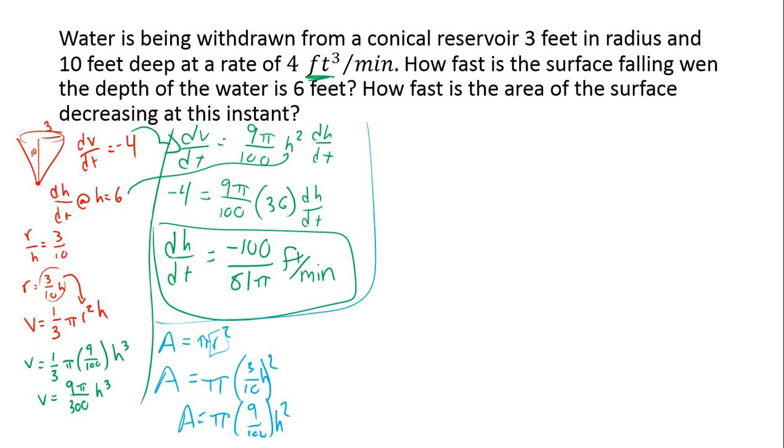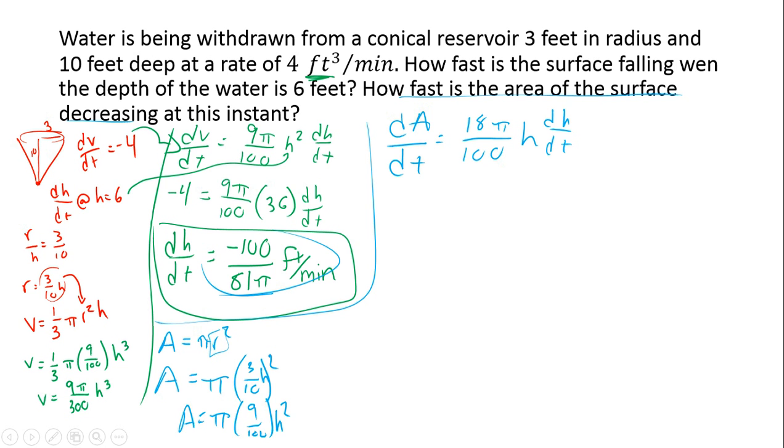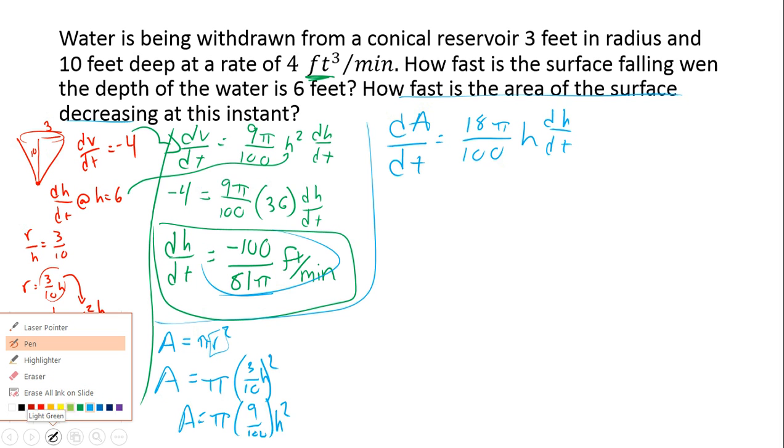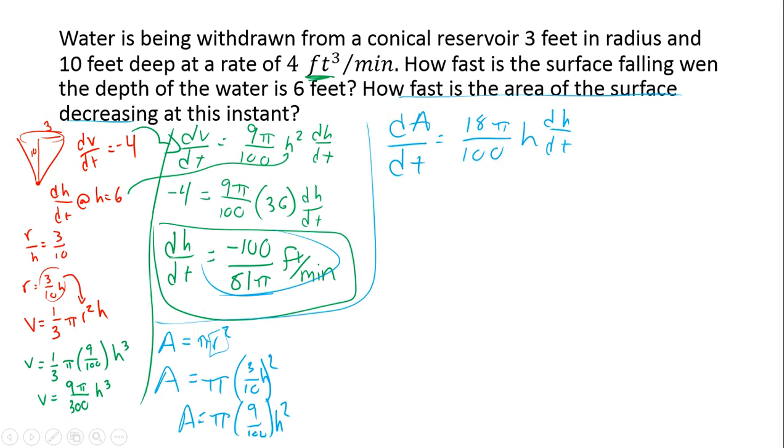And now we're going to take the derivative because we want to know what the change is. How fast is the surface area decreasing? So we want to know what dA is. So dA over dt will be the derivative of this, which would be about 18 pi over 100 h dh over dt. We know what h is. H is still 6. And our dH over dt is that right there. And so now we will plug in all that stuff to find what dA is.